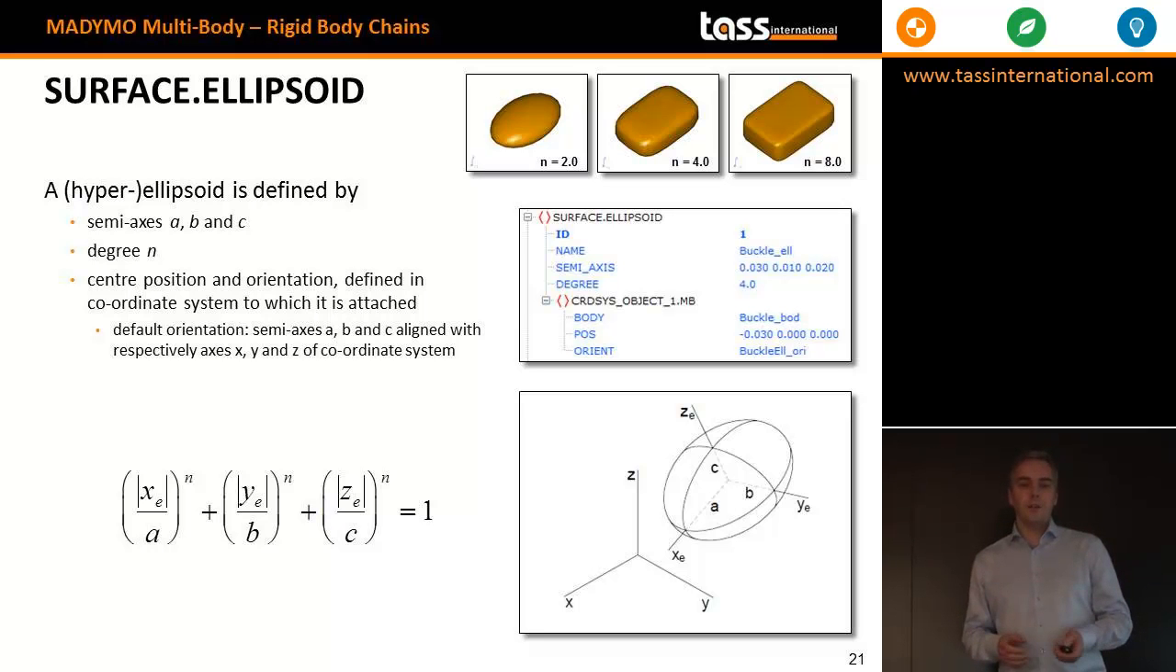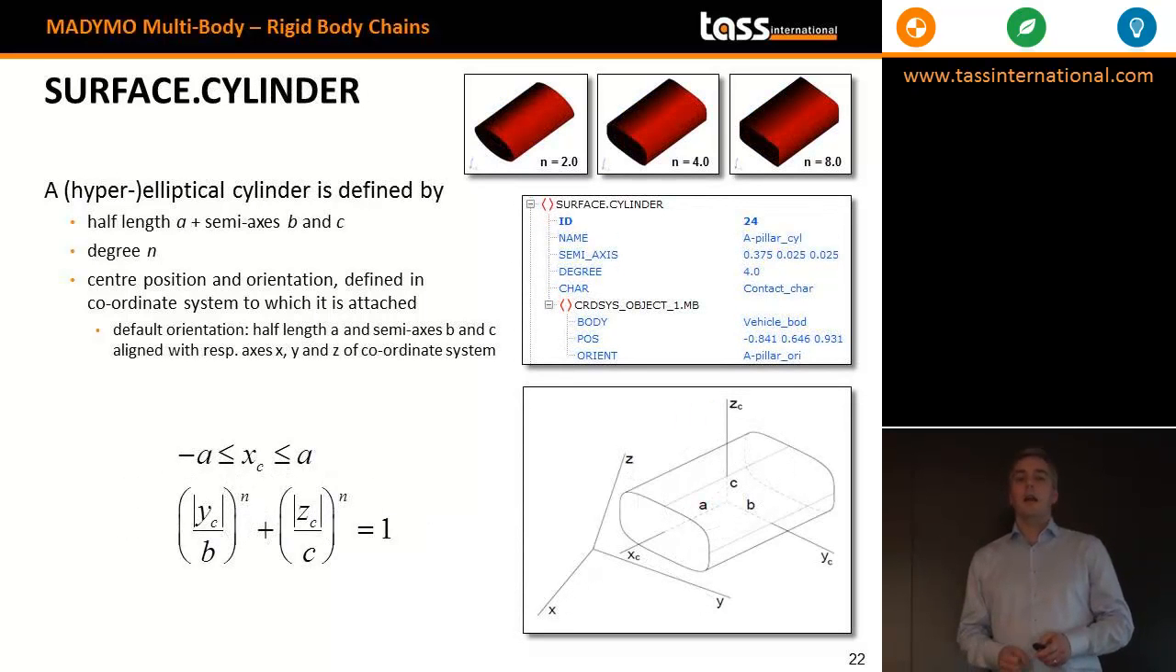The formula that defines the surface is given on the slide as well. And an example is given on how you define it in MADYMO with surface.ellipsoid. The connection to a body is done with coordinate system object 1 dot and b. And the same applies for a cylinder. A cylinder is similar to an ellipsoid, but only in 1 degree. Basically, your semi-axis is infinite. So also there you can have second order and higher order ellipsoids, and the higher the order, the more square shaped your ellipsoid or your cylinder will be.